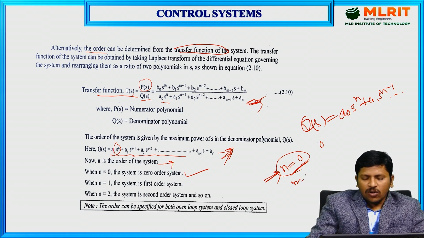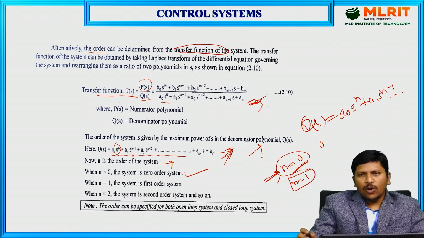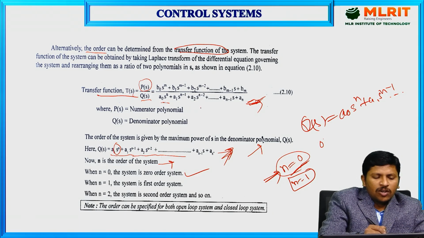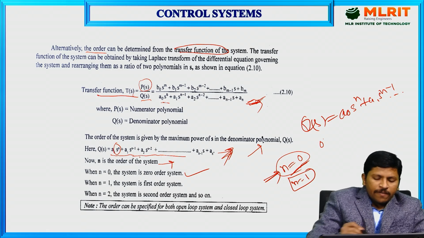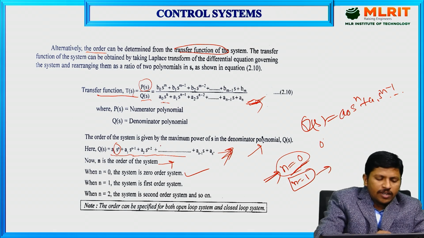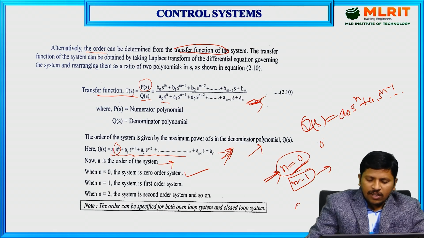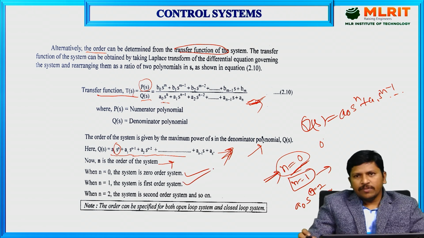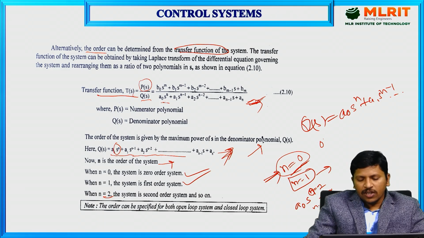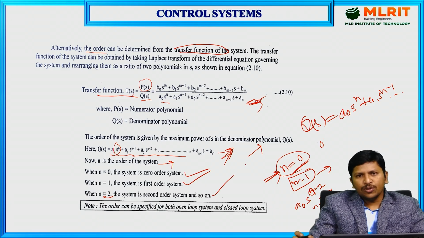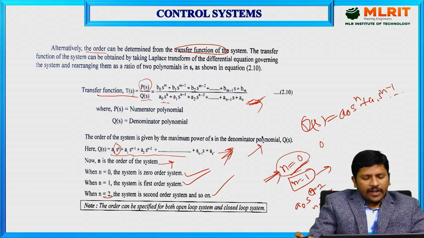If we substitute n equals 1 in the denominator polynomial of the transfer function, Q of S equals a naught s power of n plus and so on, then the term becomes a naught s power of 1. In place of n we write 1, so the order of that system is 1. Next, if I substitute n equals 2, the system is going to be a second order system, and so on.